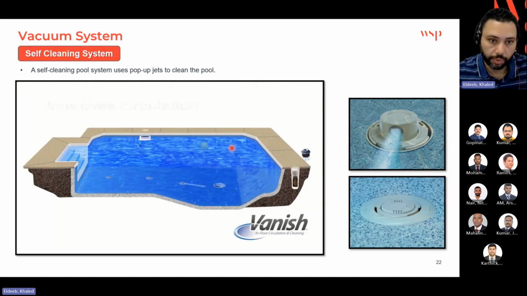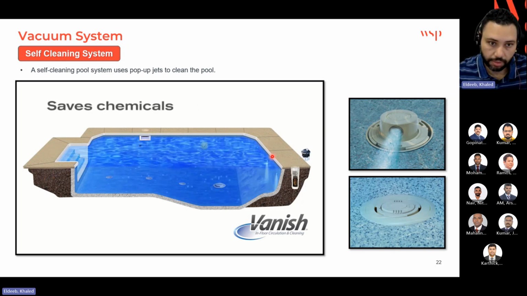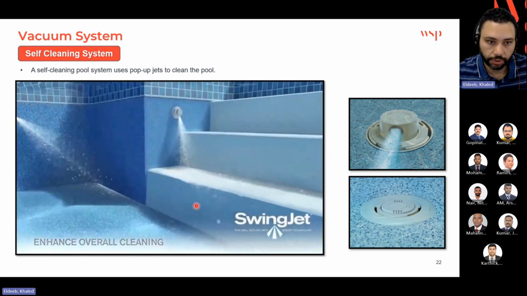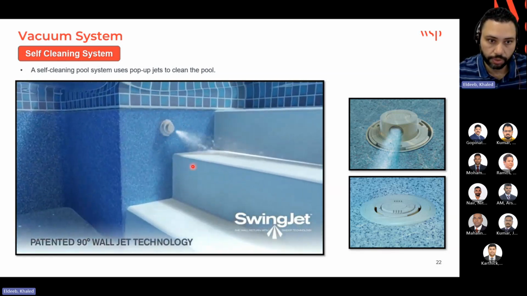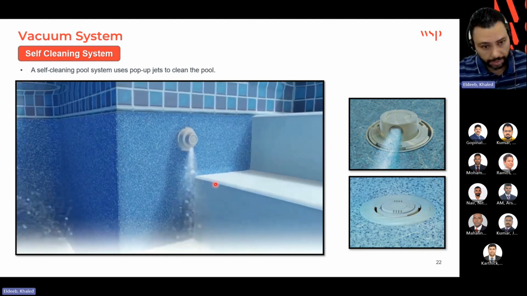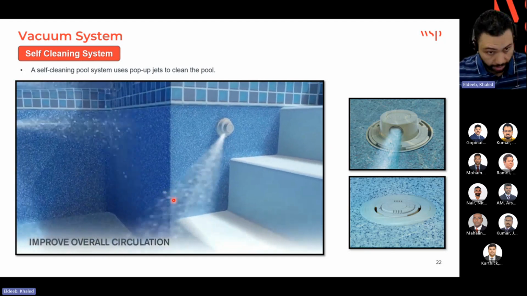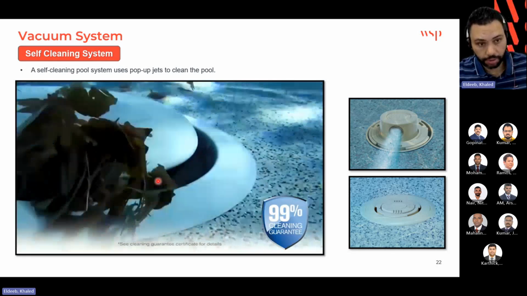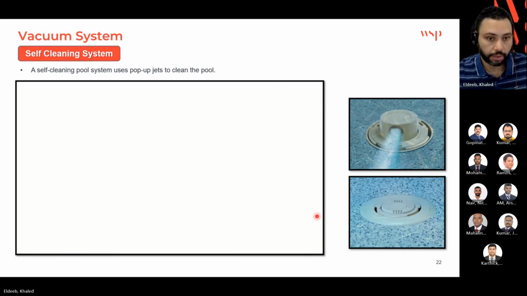So it's fully automated. Even in the walls, you see the jets pop up and push, pop up and push until they reach the drain. You see in the walls, even if they have stairs, if it is a spa or something like that, they keep pushing until they reach the main drain located at the lowest point, as you see here. Okay.